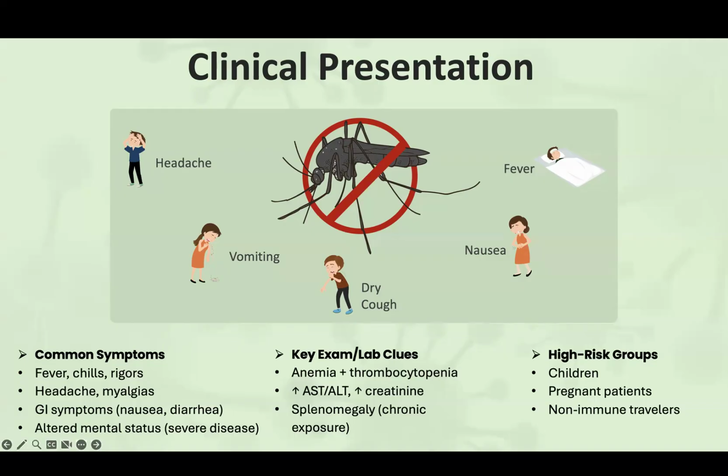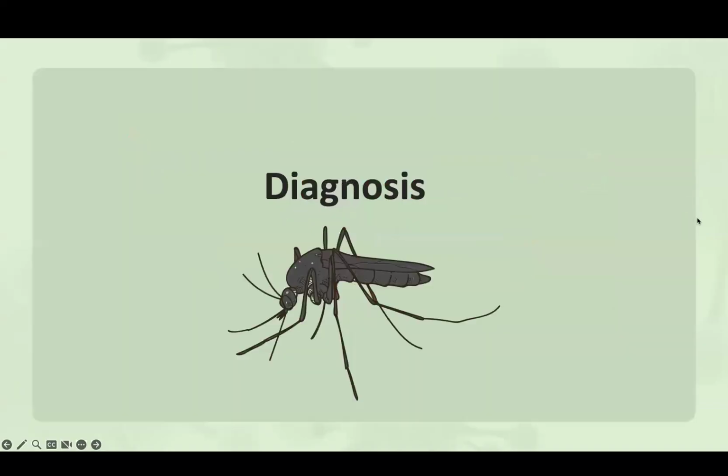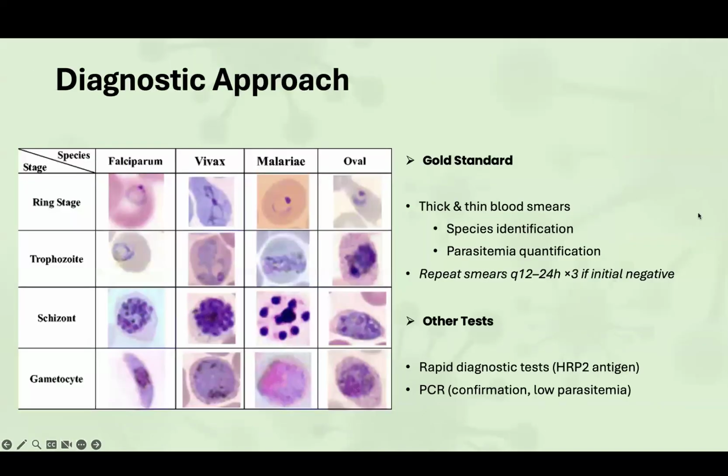Severe disease is more likely in children, pregnant patients, and non-immune travelers. Now, how do we diagnose malaria? The gold standard for diagnosis remains thick and thin blood smears. Thick smears are more sensitive, while thin smears help identify species and quantify parasitemia. This allows you to identify species and quantify the percentage of parasitemia.